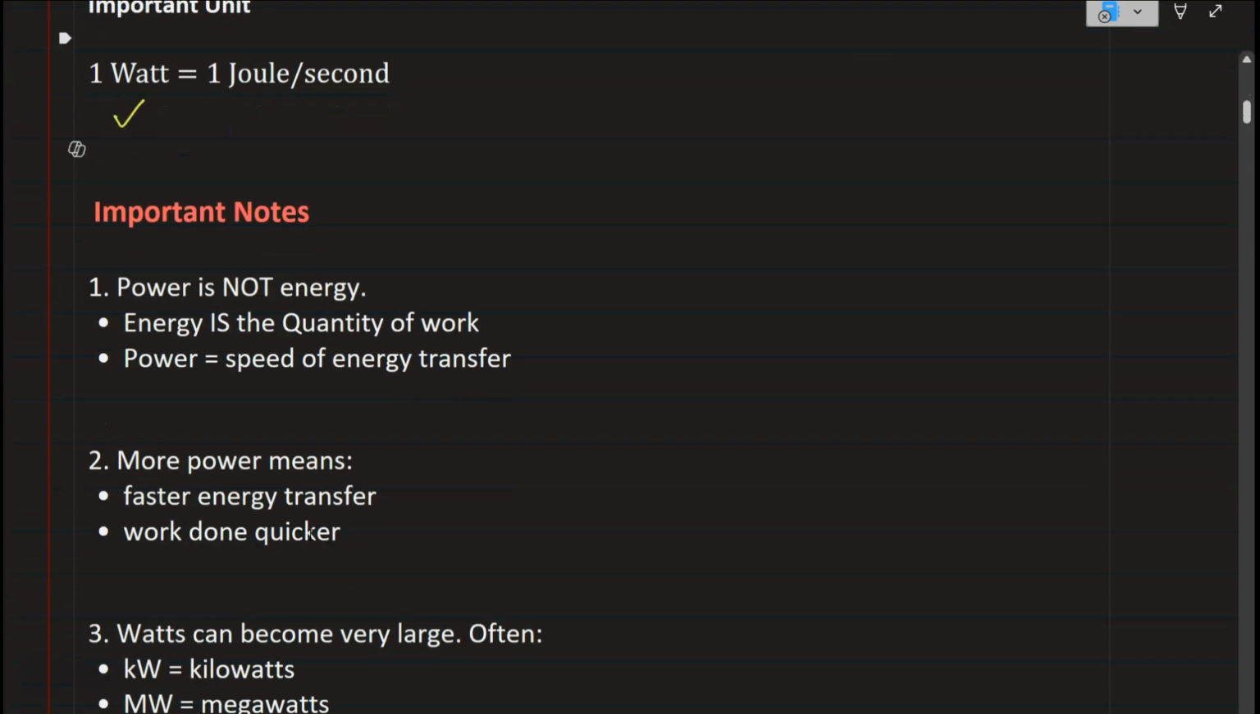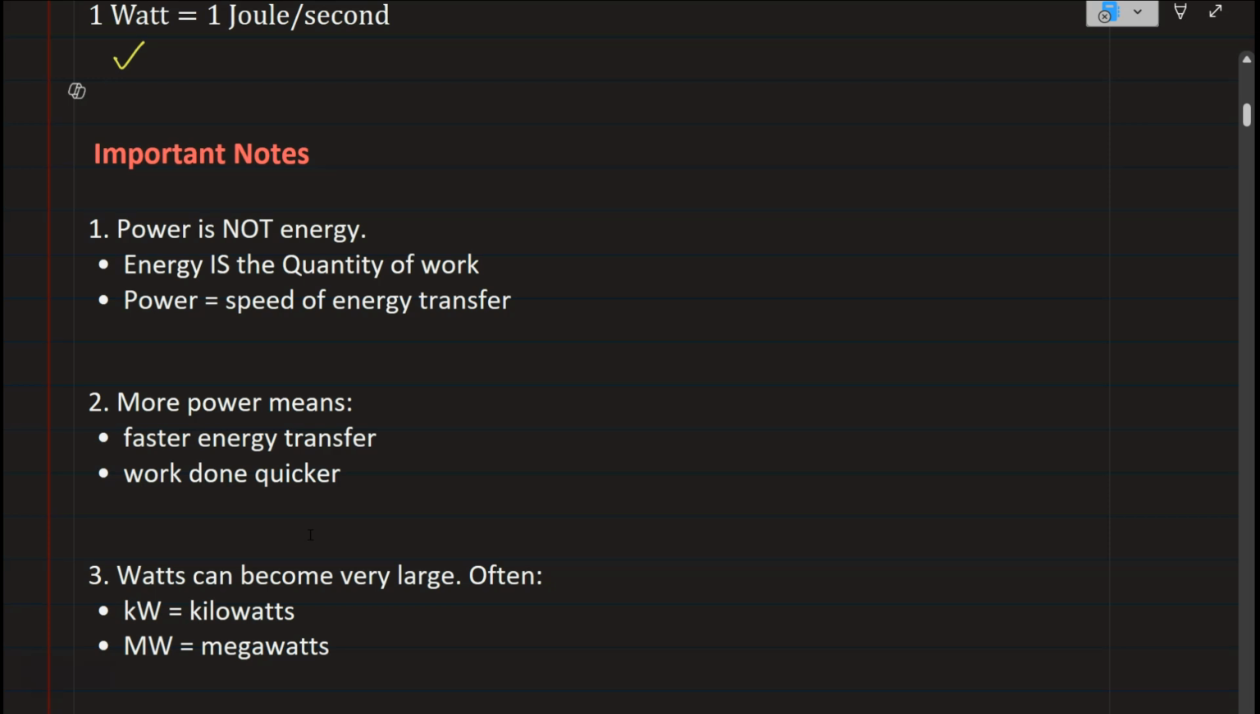And here are three important notes I wrote here for you. Power is not energy. Be careful with that, it's a common mistake that students make. Energy is the quantity of work, and power is just the speed of energy transfer. And then more power, what does that mean? That means you're doing the work faster. So faster energy transfer, and of course, the work is done quicker.